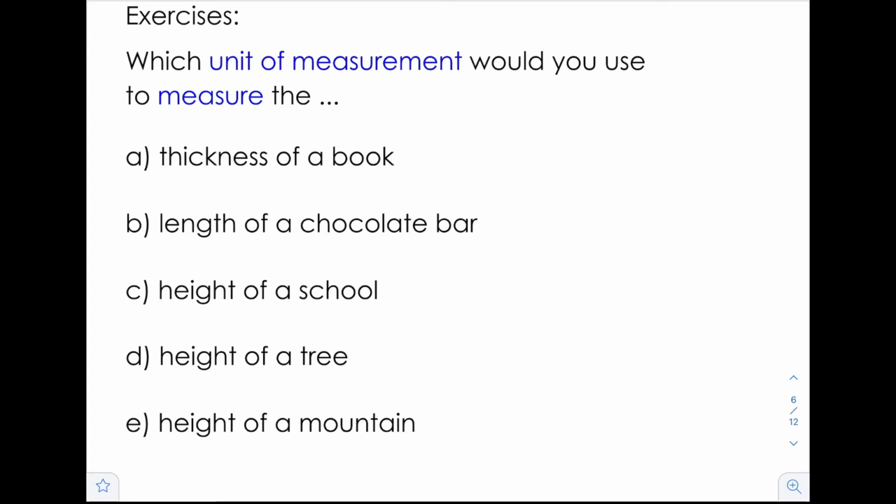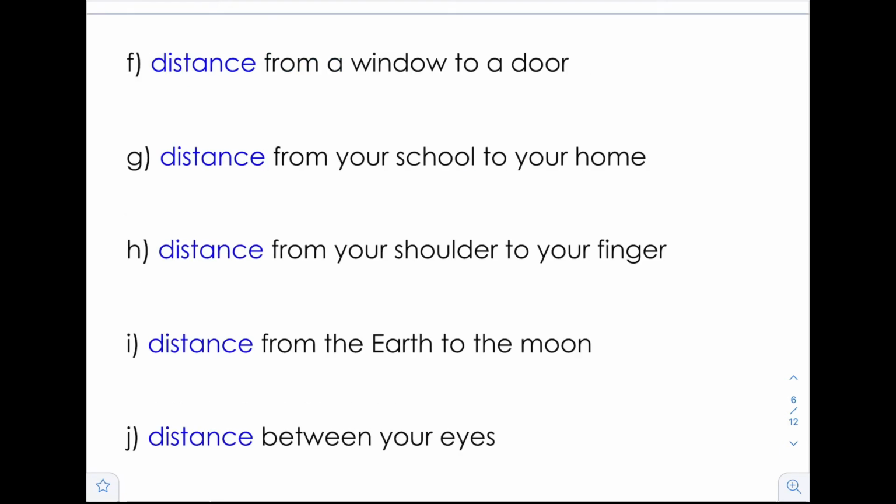Most books are not very thick, so we'd probably use millimeters to measure the thickness. The length of a chocolate bar would probably be best measured in centimeters. The height of our school would probably best be measured in meters. Height of a tree, also in meters, and mountains' heights are also measured in meters. From a window to a door, so in a room, probably in meters.